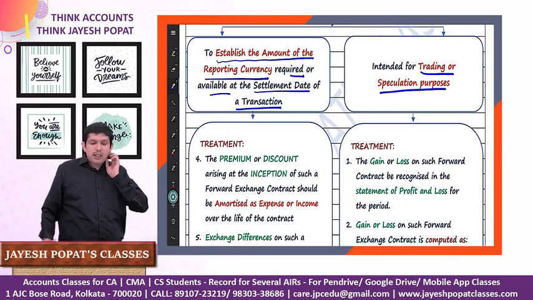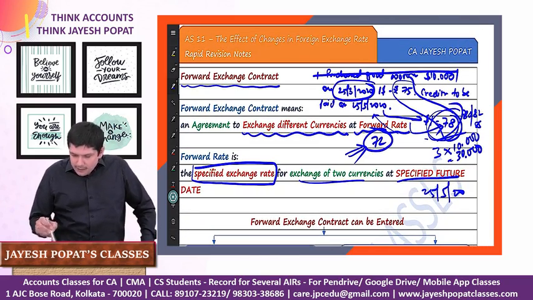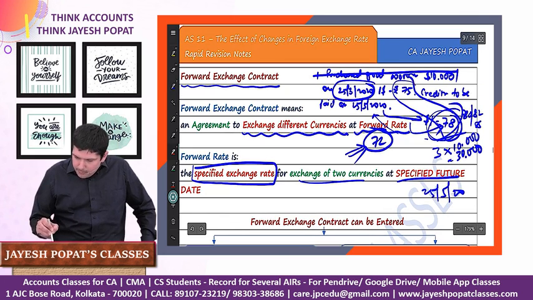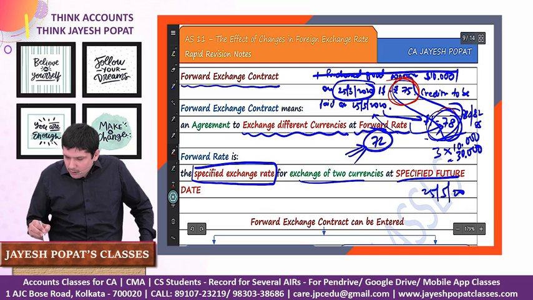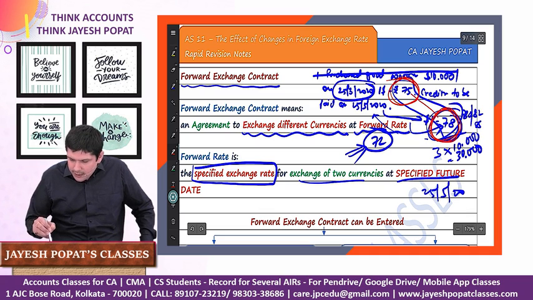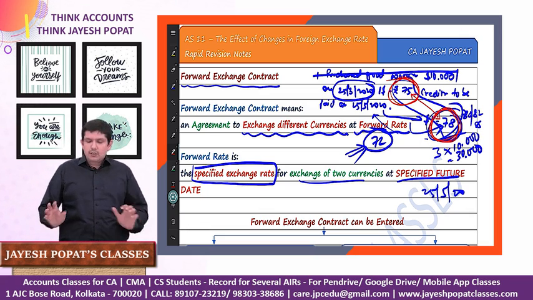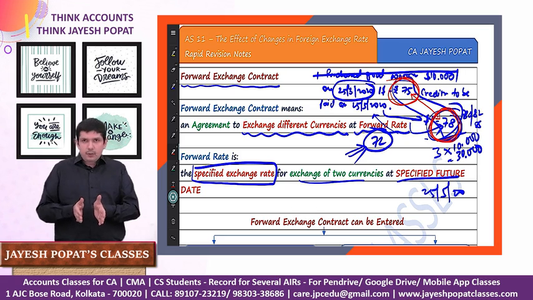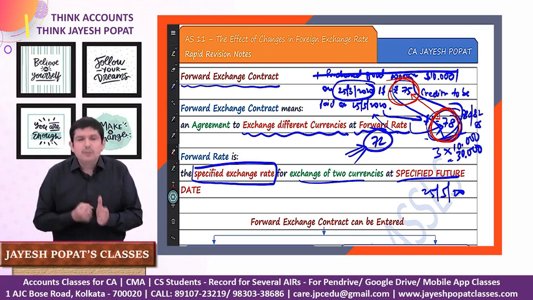Now let us talk about the treatment. Today, when I entered into the transaction, the rate was 75. I made a contract to purchase $10,000 after 2 months, and the rate which was quoted to me was 78. So something which is worth 75 today, I am entering into a contract to purchase at 78.